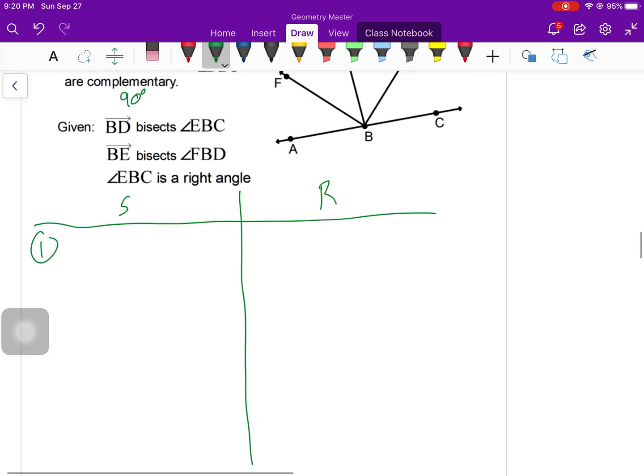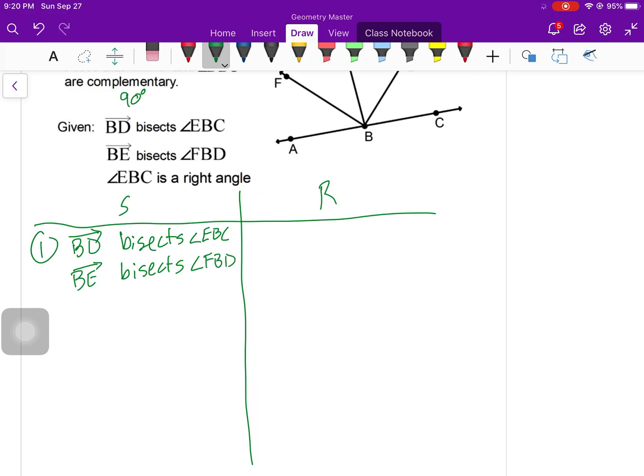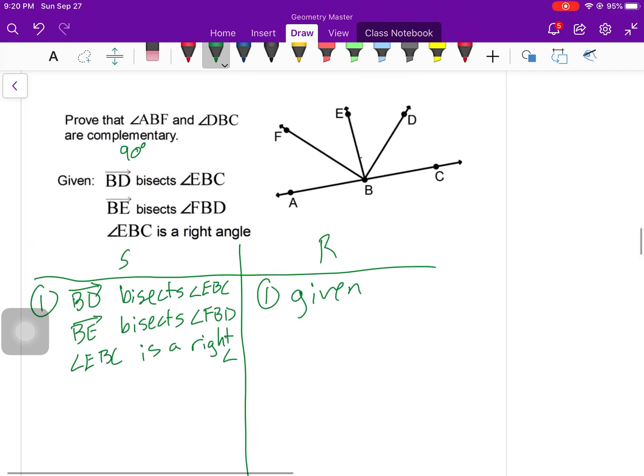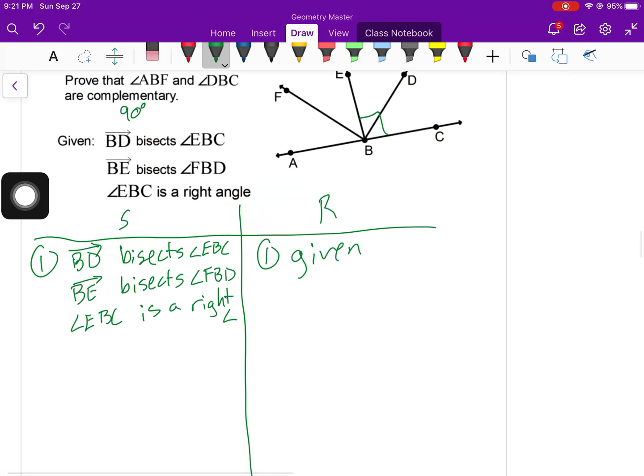So step one is what we are given. We're given that ray BD bisects angle EBC. Ray BE bisects angle FBD. And that angle EBC is a right angle. So I can mark that right angle in my picture right away. But I need to be a little bit more specific. I need to define each of these things.